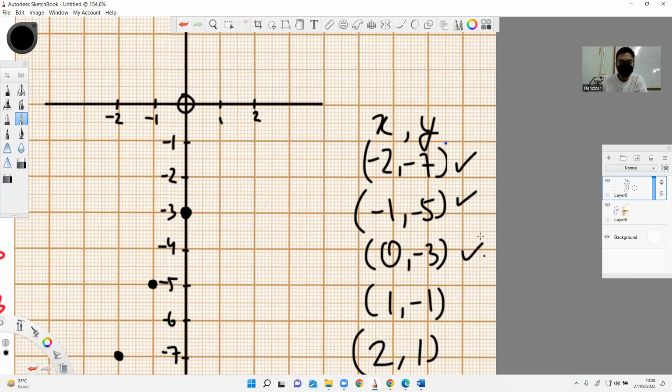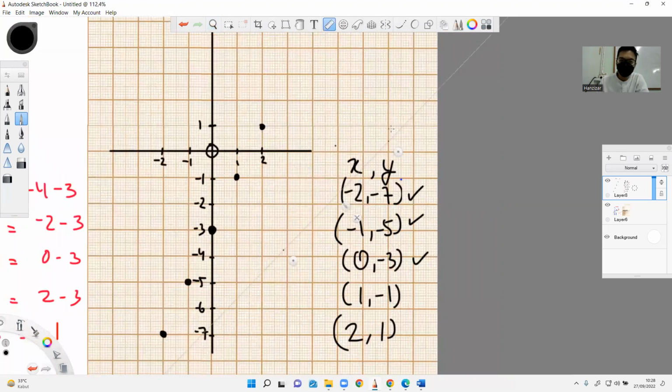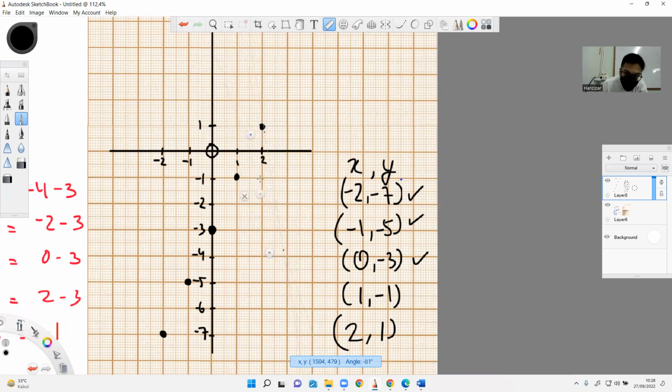And then 1, comma negative 1. X is 1, y is negative 1. Okay, you can go further. And then 2, comma 1. I forgot to put 1 here. Understand, guys? So if you connect the dots, you will get the line. Yes.